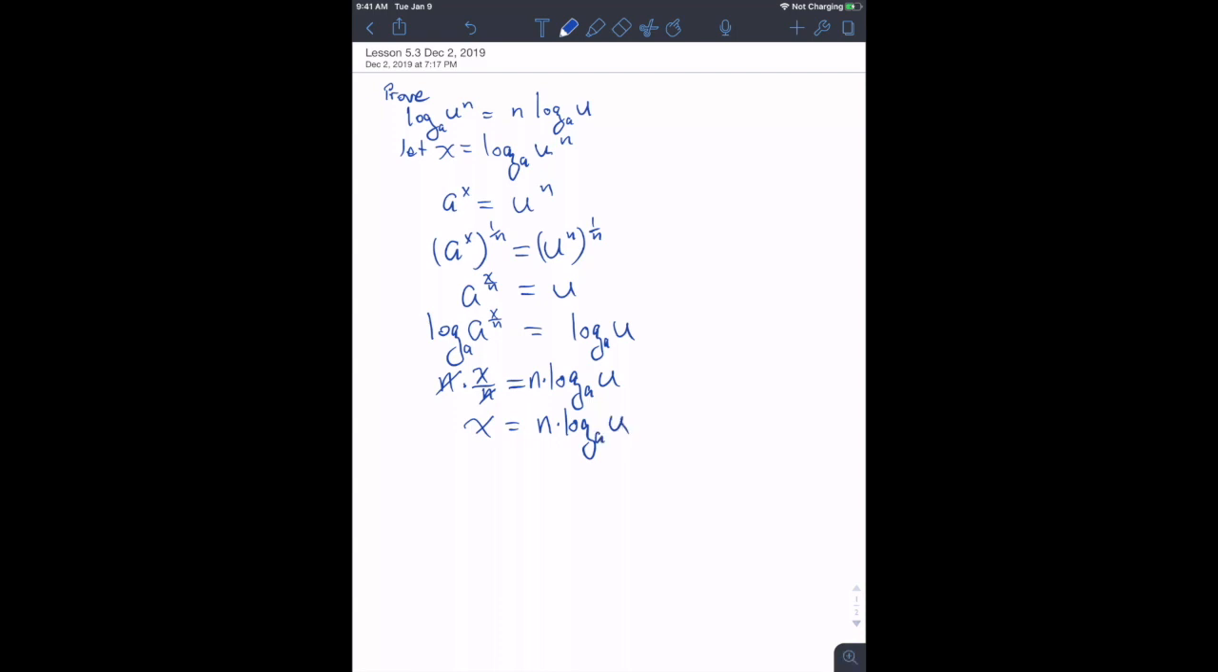But earlier we said let x be log base a of u to the n. So I can replace x with log base a of u to the n. And so there we have proven it, that log base a of u to the n is the same as saying n times log base a of u.